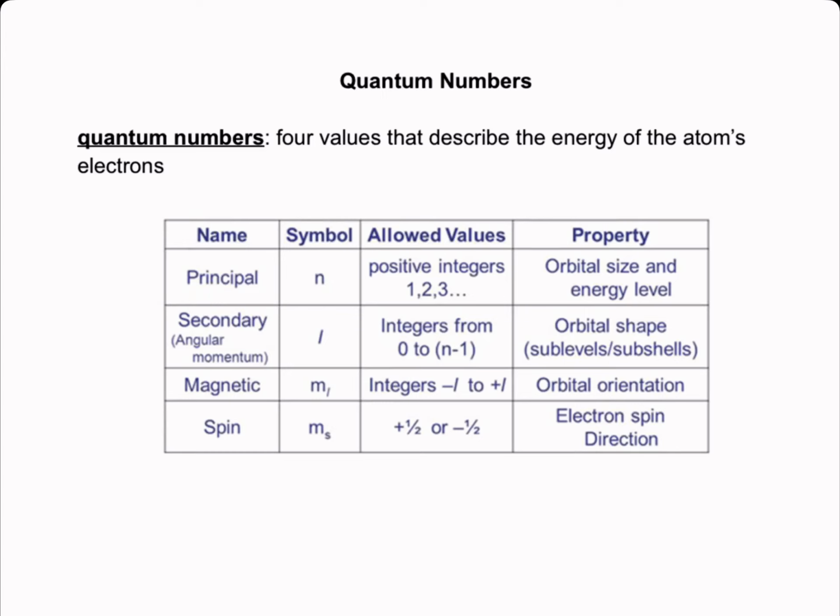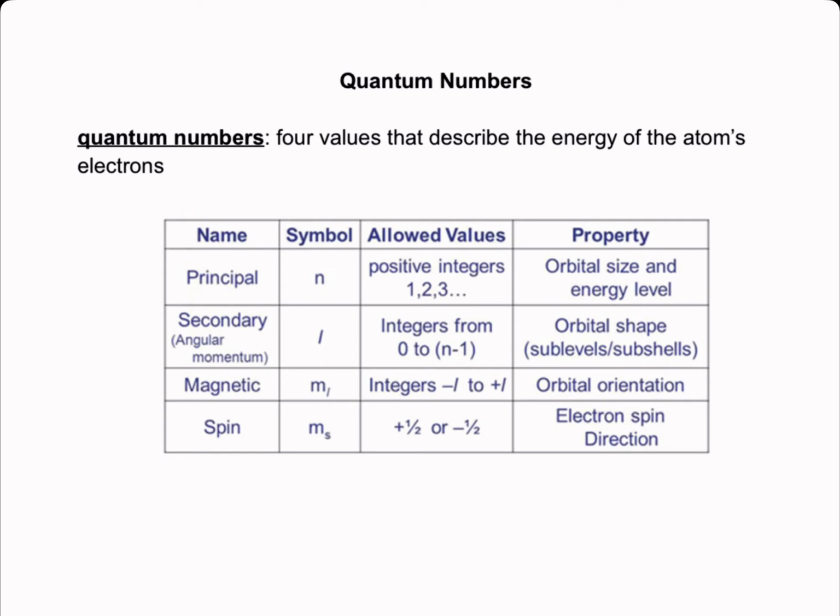We're going to talk about quantum numbers. Quantum numbers are a set of 4 values that describe the energy of the atom's electrons. So every electron in an atom has its own set of quantum numbers. The first one is the principal quantum number, and the symbol for that is n.